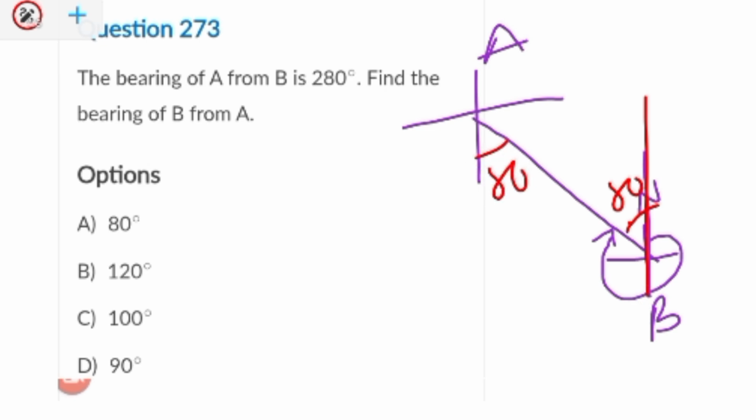And if this place is 80, the angle that is here is everything is 90. So out of 90, you have already moved 80. That means this place is 10. You understand? So the question now says, find the bearing of B from A.